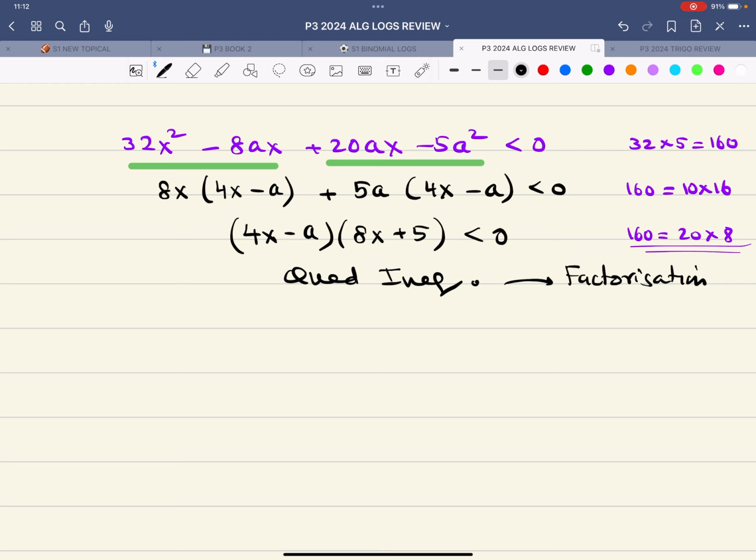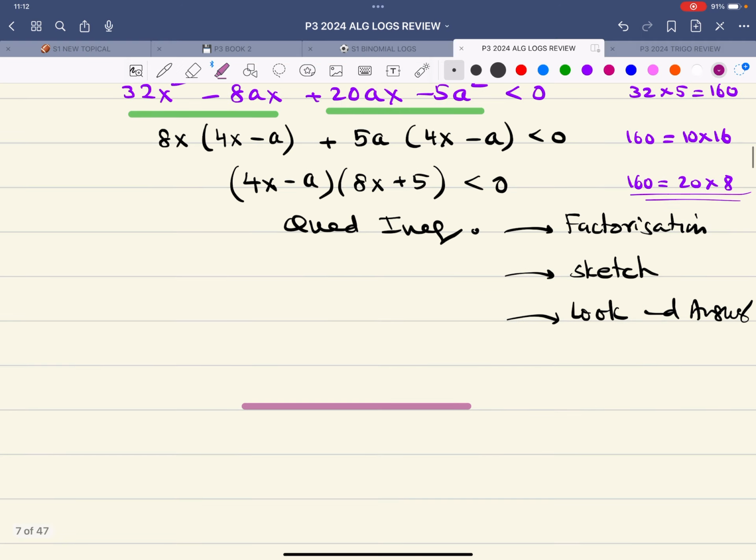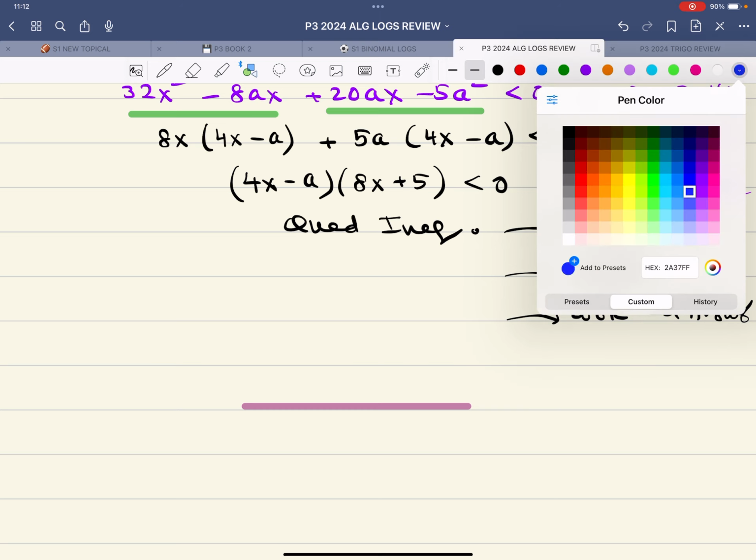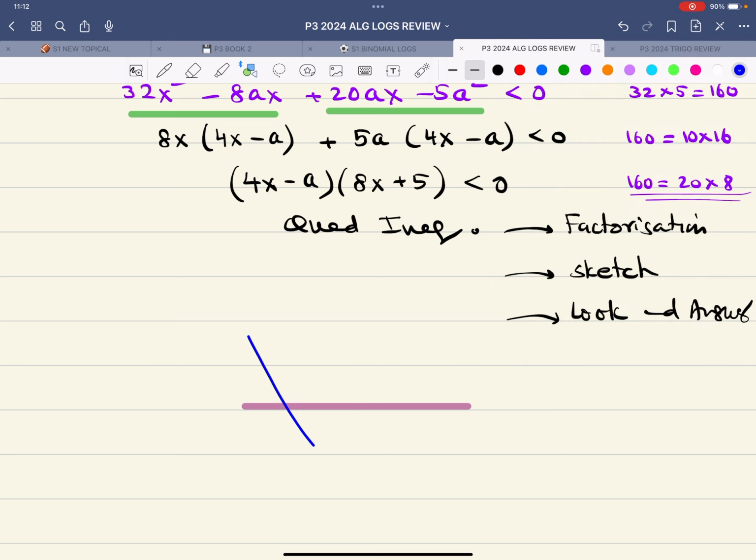What is the next step? Then a sketch is a must. So we will look and answer. Remember my words, look and answer. So let me draw a number line over here, just an x-axis, not a number line as such. And let me draw this thing that's right over here. So let me choose a color which is dark. And I'm choosing from this one. Okay, I think this is the next one. I've added this. So now I'm choosing this color, and that's how the inequality is done.